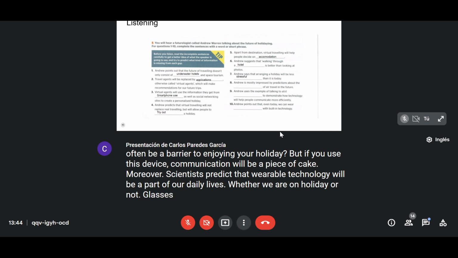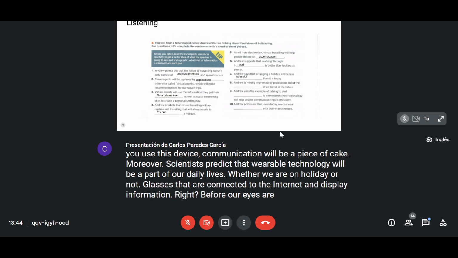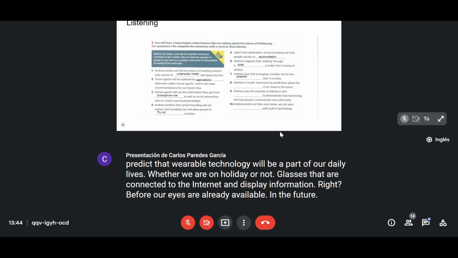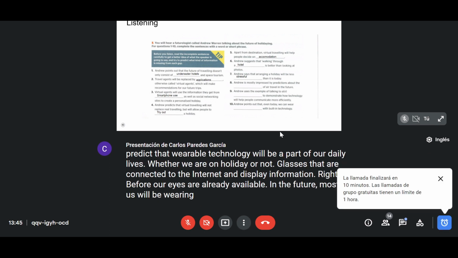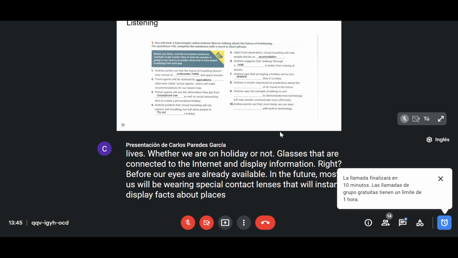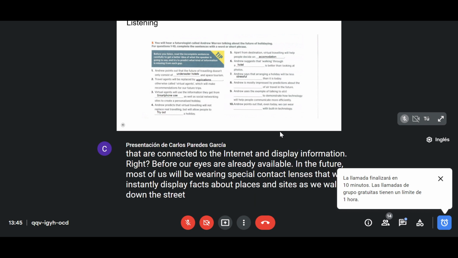Glasses that are connected to the internet and display information right before our eyes are already available. In the future, most of us will be wearing special contact lenses that will instantly display facts about places and sites as we walk down the street of a foreign city. Another interesting aspect.